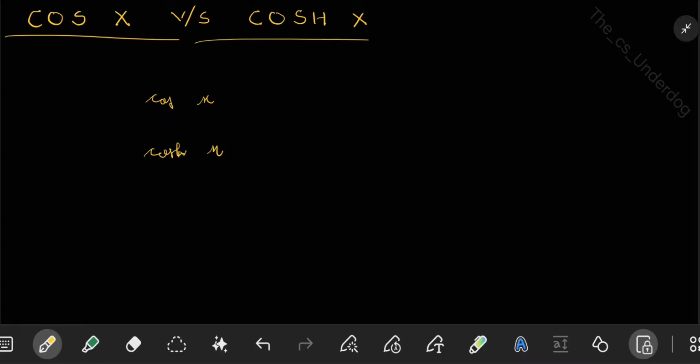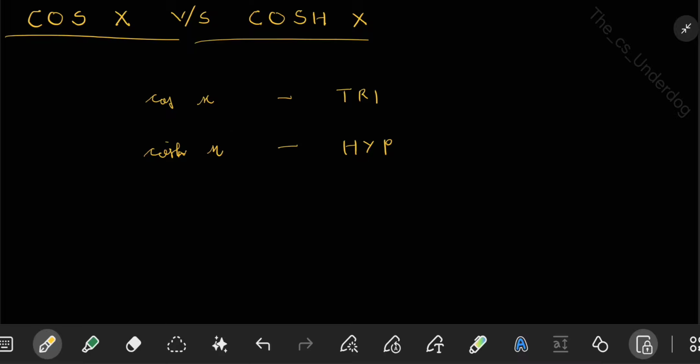First thing I want to clarify is that cos x you are already aware of. It is a trigonometric function. What is cosh(x)? This does not come from trigonometry. This comes from hyperbolic geometry, so it is a hyperbolic function. What I'll do is first draw the graph and have an idea, and then we'll discuss what cosh(x) is, what cos x is, and what the differences are.